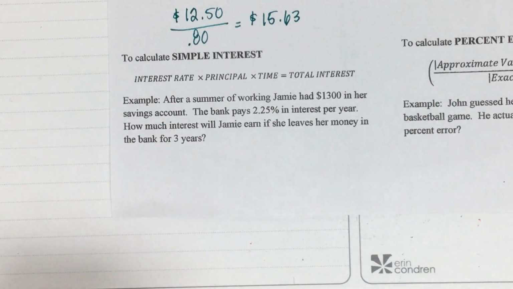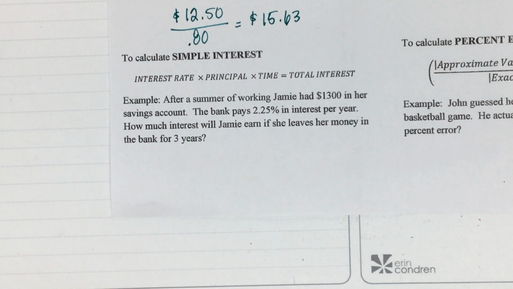So to calculate simple interest, interest rate times principal times time. The principal is not the principal like Mr. Poteet, okay? The principal is how much money you put in, okay? So if you put $500 into a savings account, that's your principal. You put $475 in, that's your principal, okay?